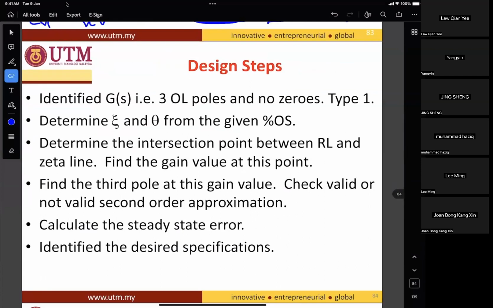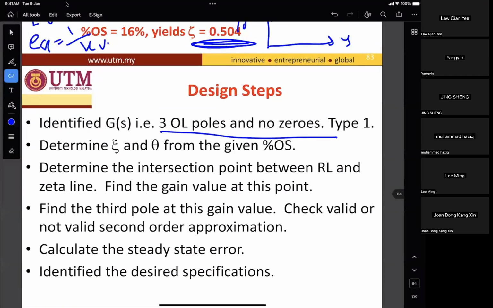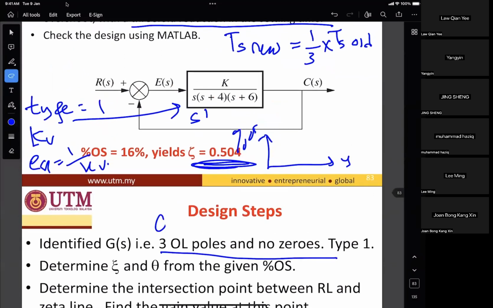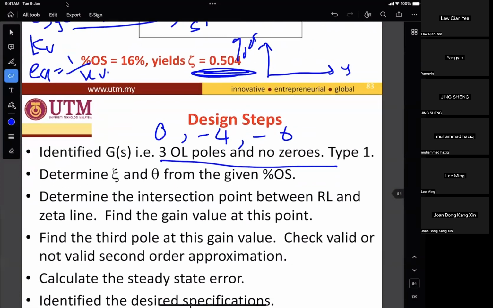So we have 3 open loop poles and no zeros, type 1. The 3 open loop poles are 0, -4, -6. Okay. Determine zeta and theta from the given OS. So what is the theta value?